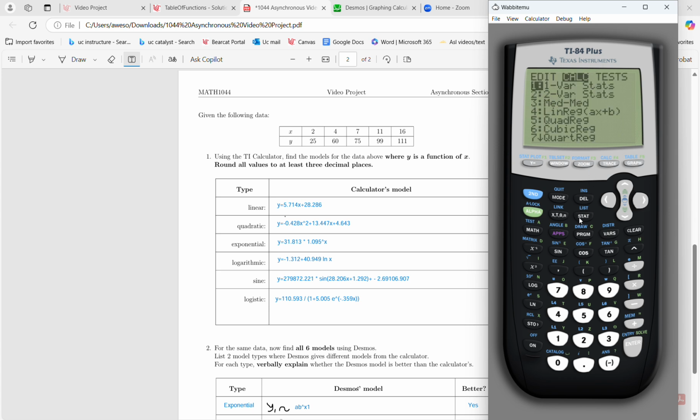Then for sine, went over to calc, then went down to SinReg, went down to calculate, and then I used a, b, c, d, and then plugged it into y equals a times sine, and then in parentheses bx plus c, and then plus d out of parentheses.